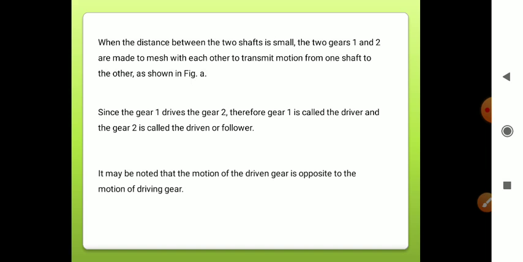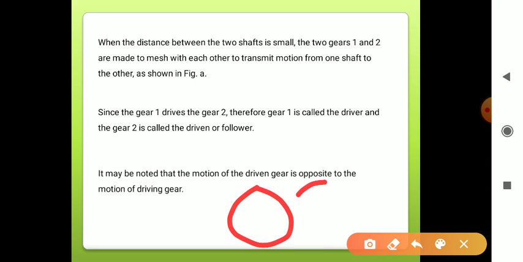It may be noted that the motion of the driven gear is opposite to the motion of the driving gear. So the motion of this, suppose this gear is the driver and this is the driven.